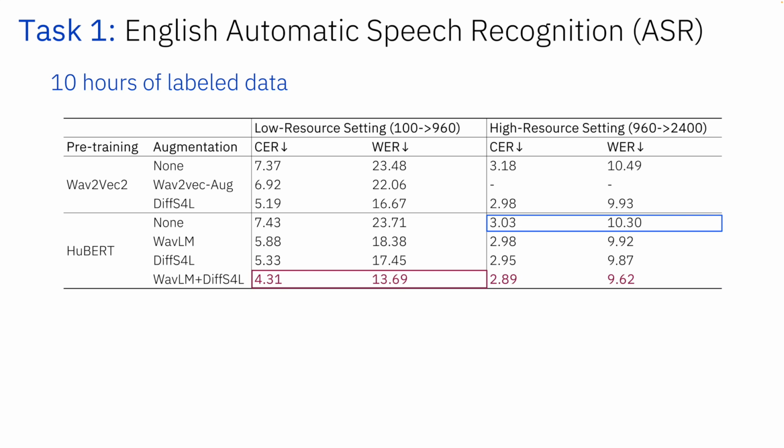Notably, the results in these two boxes are both pretrained on 960 hours of speech. The difference is that the results in red are on 960 hours of augmented speech, whereas the results in blue are on 960 hours of real speech. We can see that the gap is already very small.